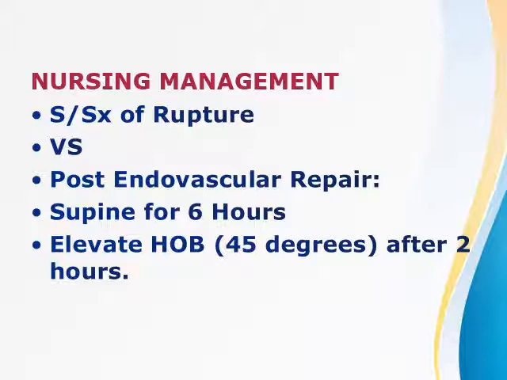Nursing management. So you need to watch out for the signs and symptoms of possible rupture, which is indicated by intense abdominal pain and back pain, which could be intermittent or persistent. Then you need to watch out for vital signs, watch out for hemorrhagic shock because your patient would be severely bleeding. And then post-endovascular repair, the patient should be in supine position for 6 hours. The head of the bed is elevated at 45 degrees after 2 hours.